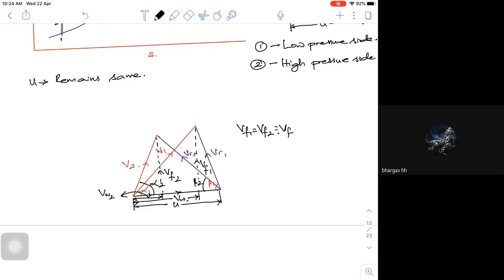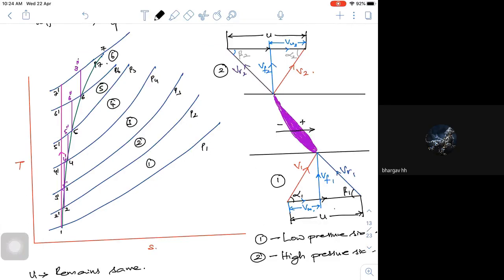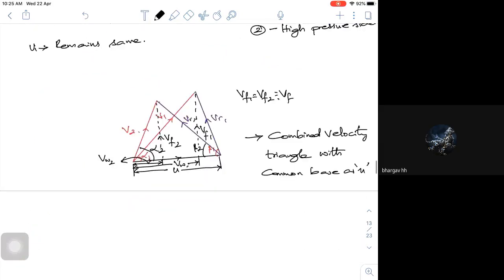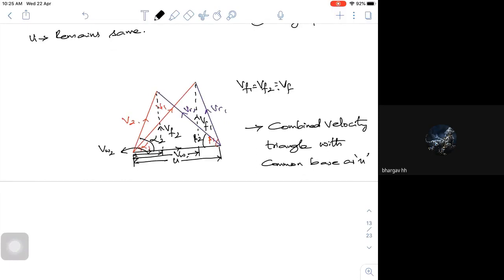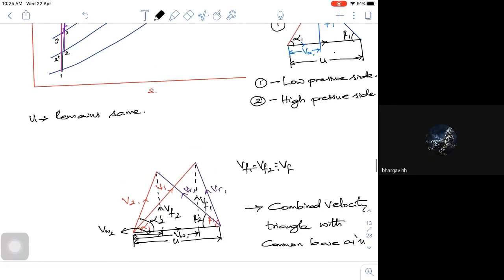So this is a combined velocity triangle with a common base as your blade velocity U. I can draw the individual velocity triangles, as shown to the right hand side of your TS diagram, or I can draw the combined velocity triangle. So for axial flow machines you can draw either the combined velocity triangle or the individual velocity triangles. Fine. This is about the TS diagram and velocity triangles.